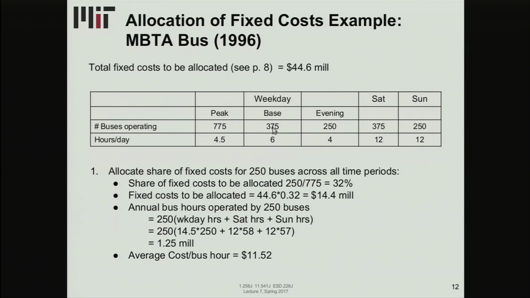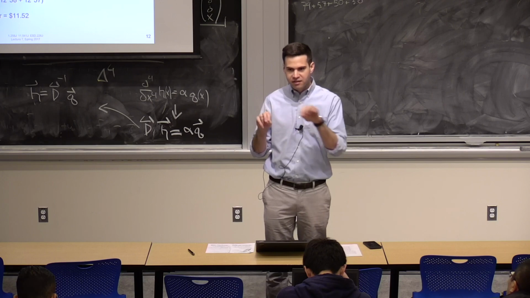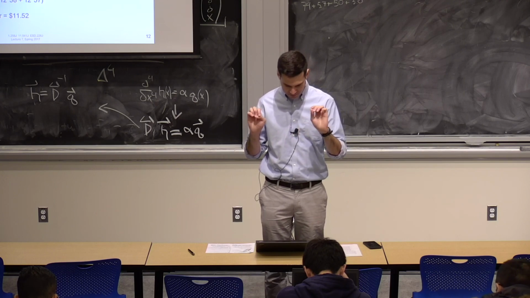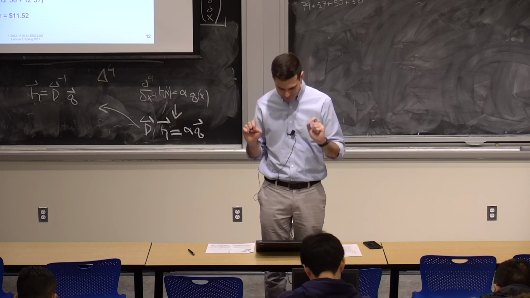And now we have here the number of buses operating on the peak, on the base, on the evening, Saturday and Sunday, and the number of hours: peak hours 4.5, 6 base hours, 4 evening hours, for a total of 14.5 hours per weekday, 12 hours operating Saturday, 12 hours operating Sunday. And the objective of this model is to take the fixed costs incurred by the agency and allocate them to vehicle hours, right?